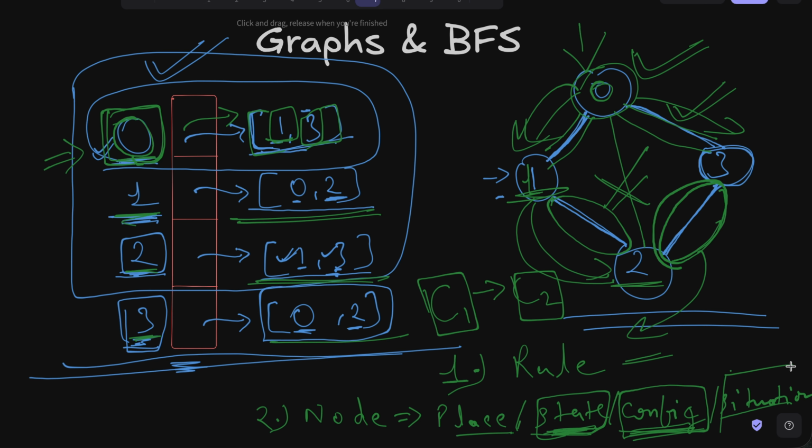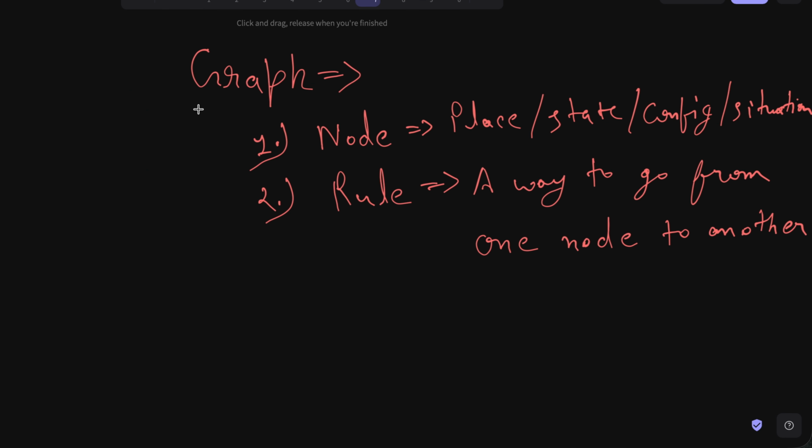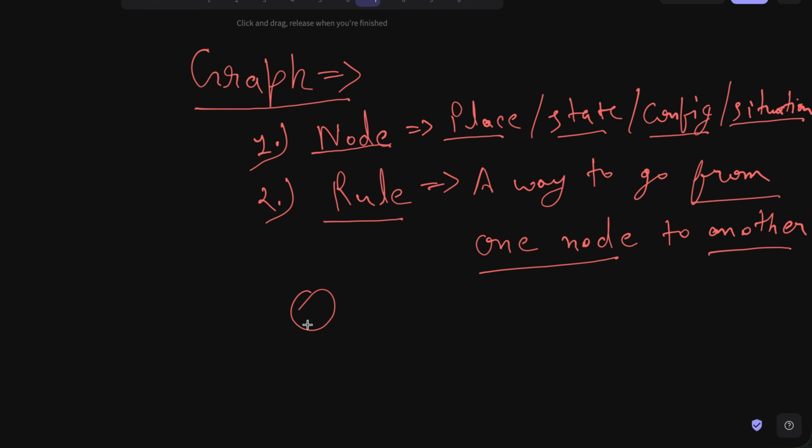In the same way, any situation can also be a node. If you go from one situation to another situation, that particular situation itself is a node. So we can say that a graph is anything that contains nodes, which are a place, state, configuration of some kind or a situation, and we have a rule which gives us a way to go from one node to another node. So it means we are not restricted to these kinds of graphs where we have these kinds of nodes, right?